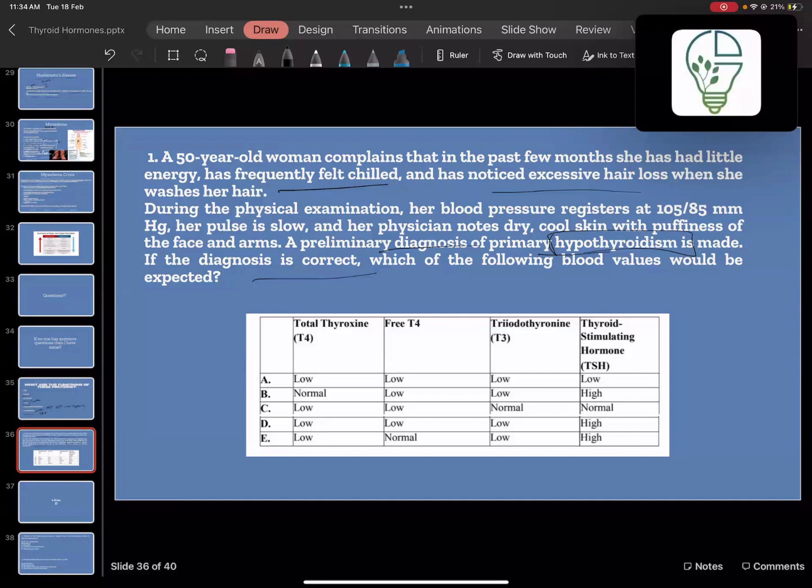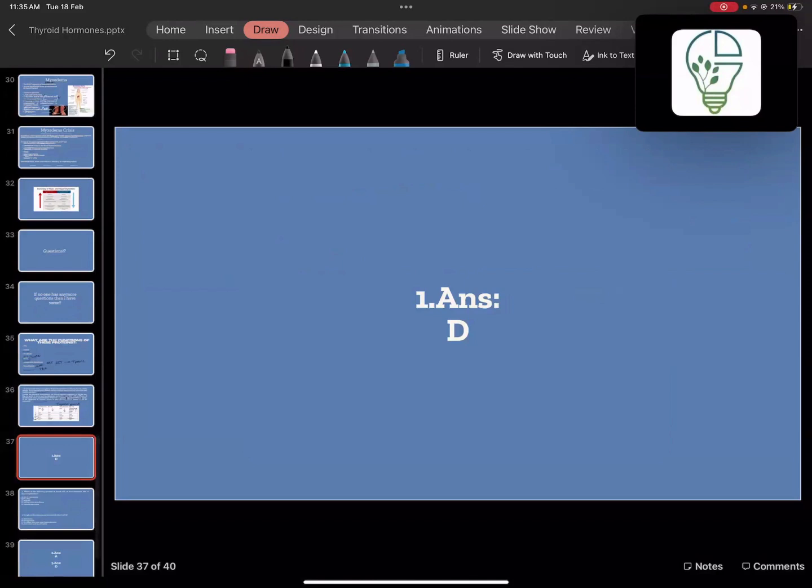So in hypothyroidism, we have a decrease. Primary hypothyroidism means there's a problem with the thyroid gland. So the thyroid gland is not producing enough T3 and T4. So that means we're going to have less T3, T4, and less free T4. We're going to have less T3, and we're going to have high TSH because the problem is with the thyroid gland, not the pituitary. So it's D. So low, low, low, and high. That's the answer. Good job, guys.